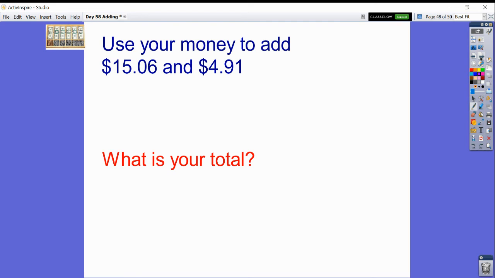Okay, so in this problem, what's our total? We have 1 penny and 6 pennies, so a total of 7 pennies or 7 hundredths. And then we have 9 dimes plus 0 dimes, or 9 tenths plus 0 tenths, giving me 9 tenths. And 4 and 5 make 9, and we have a total of $19.97.